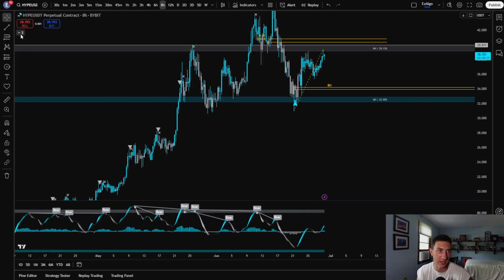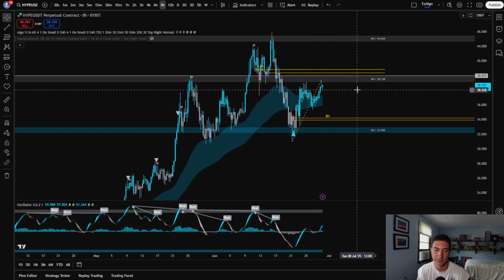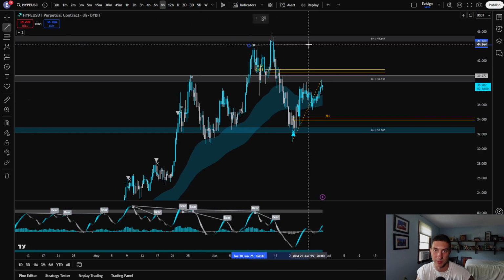This wouldn't be an A+ setup because the trend is bullish here. But turn on my trend cloud here, right? Trend cloud is obviously blue. EMAs are rising. You know, this is a bullish coin. But that being said, I would be interested in taking a short position.